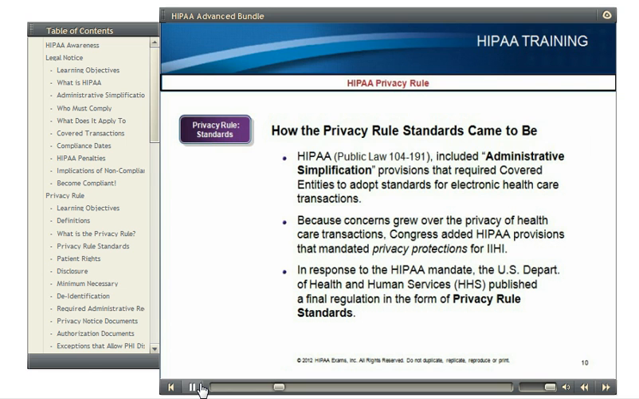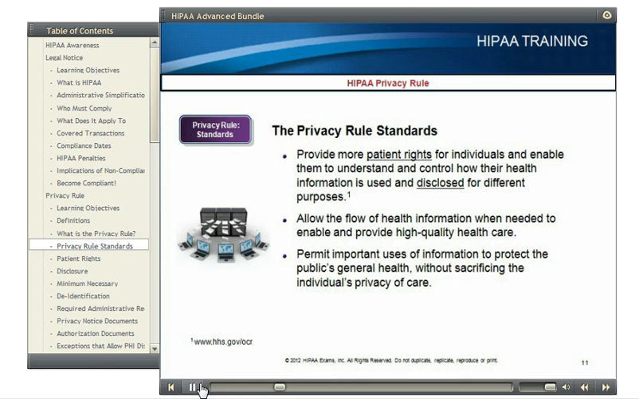In response to the HIPAA mandate, the U.S. Department of Health and Human Services, HHS, published a final regulation in the form of Privacy Rule Standards. The Privacy Rule Standards provide more patient rights for individuals and enable them to understand and control how their health information is used and disclosed for different purposes. They allow the flow of health information when needed to enable and provide high-quality health care, and permit important uses of information to protect the public's general health without sacrificing the individual's privacy of care.